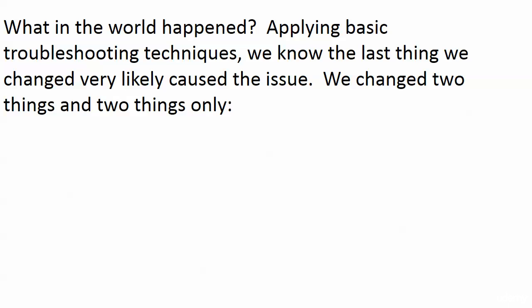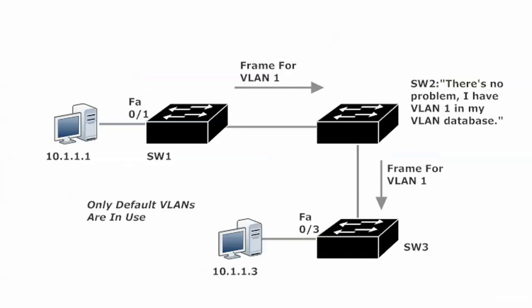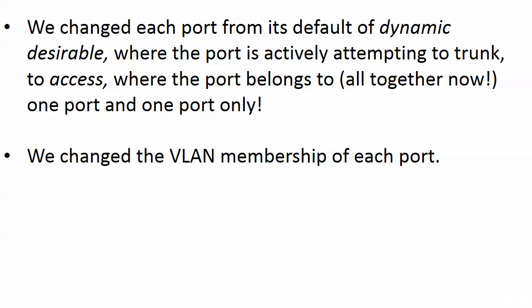Well, the thing is we changed two things, actually. We changed each port from its default of dynamic desirable, where the port is actively attempting to trunk. We made it an access port, where the port belongs to one port and one port only. We covered that earlier. And also, we changed the VLAN membership of each port. So we changed two things there, and I would go with the second one because really changing the port from dynamic desirable to access, that really shouldn't have caused any problems.